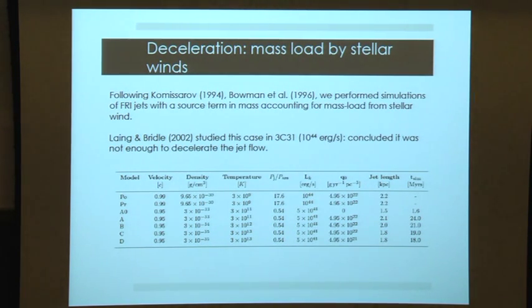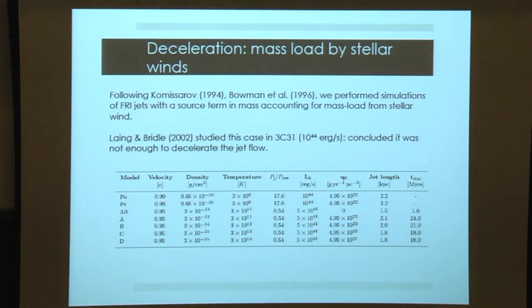They were not simulations because they were steady state, so they just integrated the equations a long distance, by Bowman et al. And we performed simulations of leptonic jets starting at like 80 parsecs from the black hole with an initial radius of 10 parsecs. And we added source terms in the equations of relativistic hydrodynamics, to take into account the possible mass load by a single population of stars in these simulations.